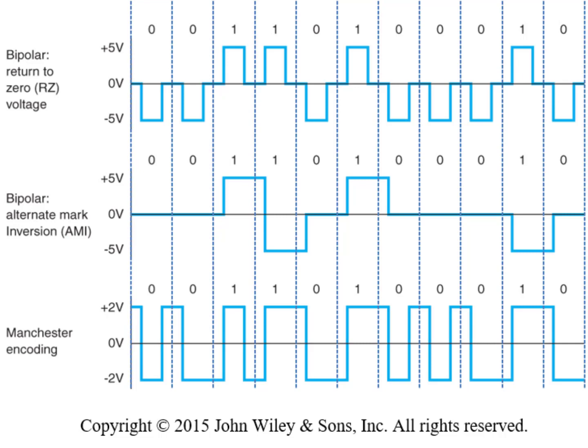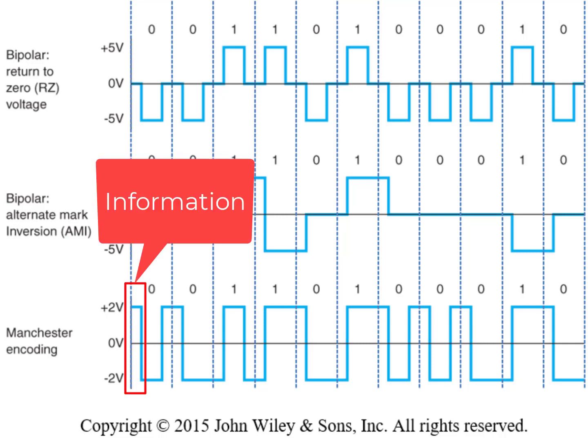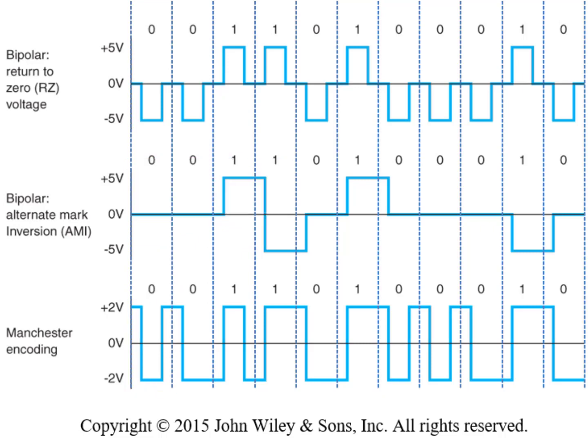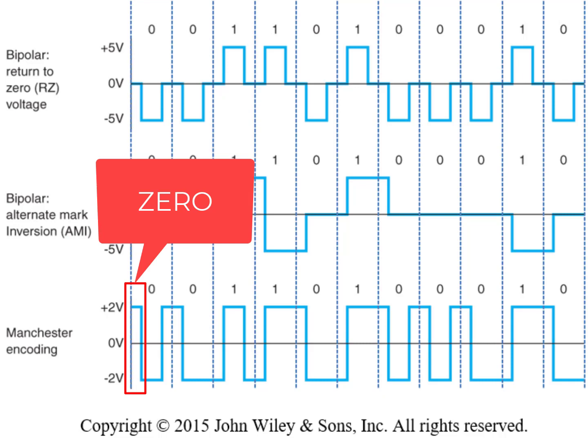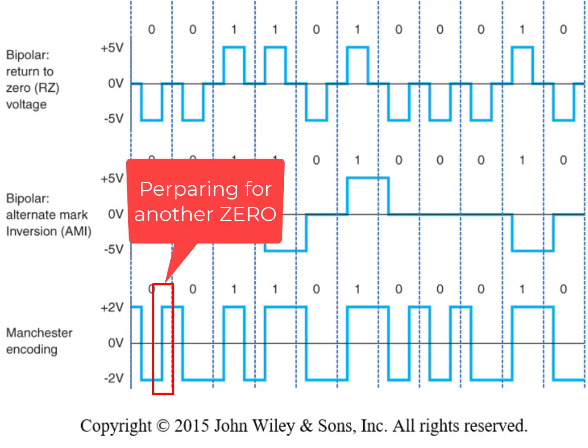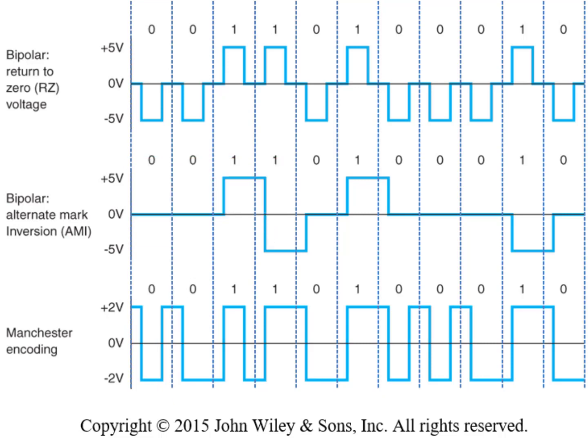That does mean that in certain time periods, you'll see two movements. The first movement is the information that you're sending. The second movement is to prepare for the next time segment. So we look at the very beginning here where we have 2 zeros in a row. You see the first movement is a drop from positive 2 to minus 2. The second movement is back up to positive voltage. That doesn't actually signal anything. It is preparing for the next 0 in the next time slot.